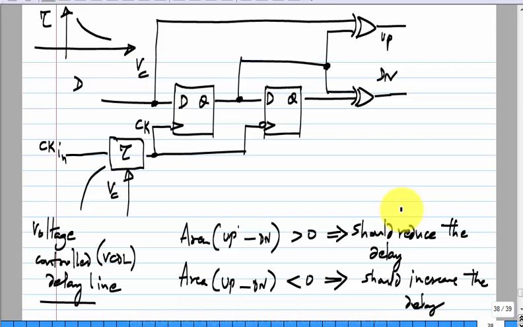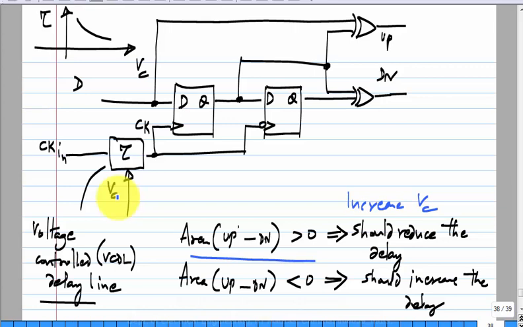You can easily change the control loop to accommodate that. So now with this, what should happen to Vc if area of up minus down is greater than 0? What should you do to Vc? Vc should be increased. Yeah. So I should go on increasing Vc. Remember, I don't know what value of Vc to set so that I get the right delay. So if I see that the area of up minus down is greater than 0, I should go on increasing Vc. If I see that the area of up minus down is less than 0, I should go on decreasing Vc. Finally, it will stop where the area of up minus down is 0. Okay, then Vc will remain constant, and that is the correct delay.